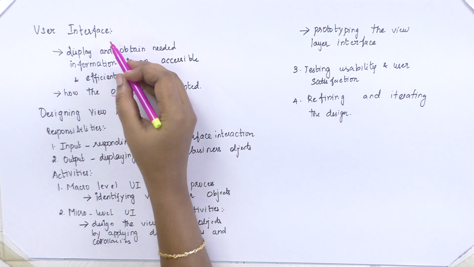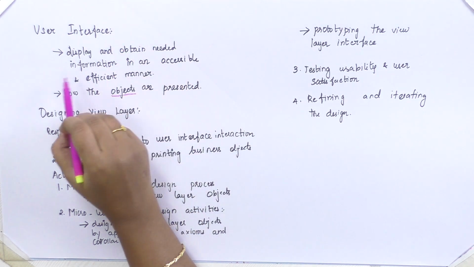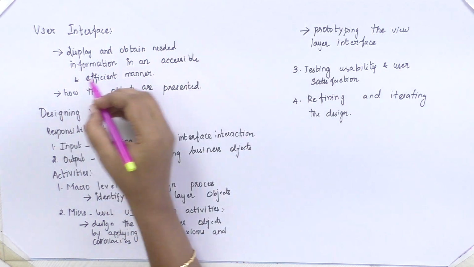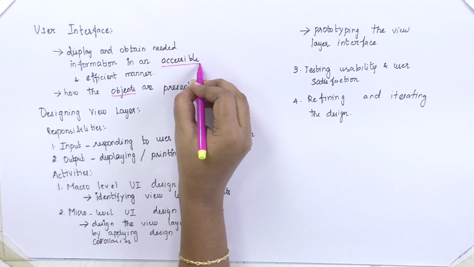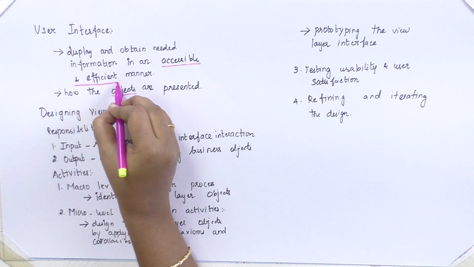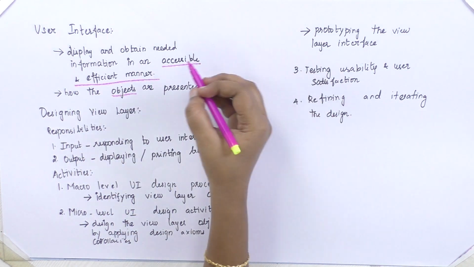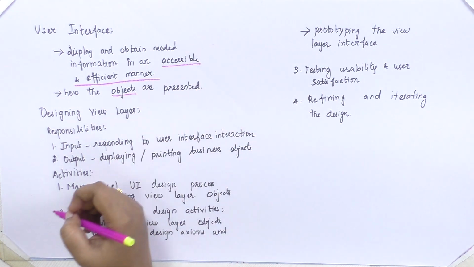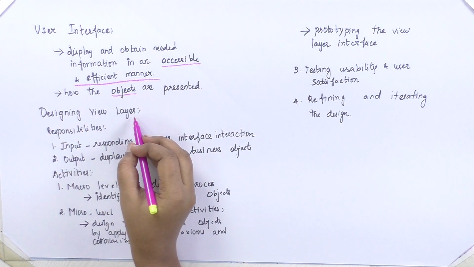And then the user interface should have the responsibility of displaying and obtaining the needed information in an accessible and efficient manner. It has to obtain the information which is needed by our system in an efficient and accessible manner. So these two are the properties of a user interface. Next is designing the view layer.